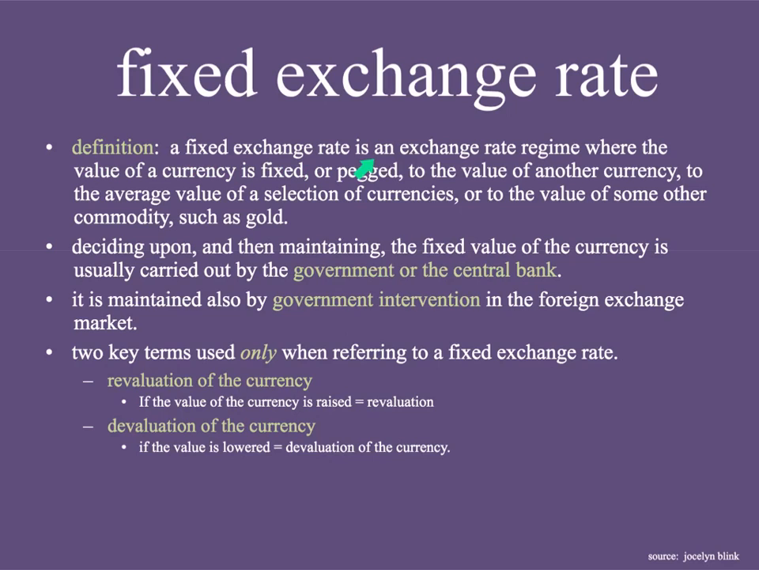A fixed exchange rate is an exchange rate regime where the value of a currency is fixed or pegged to the value of another currency, to the average value of a selection of currencies, or to the value of some other commodity such as gold. So deciding upon and then maintaining the fixed value of the currency is usually carried out by the government or the central bank, and it's maintained also by the government intervention in the foreign exchange market.